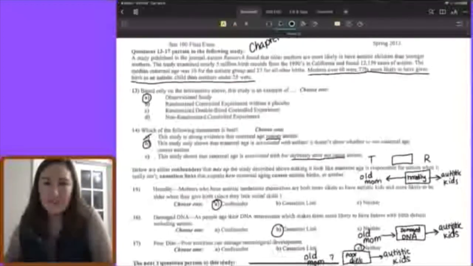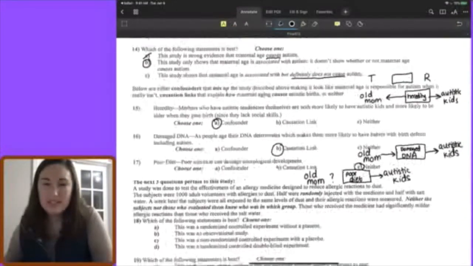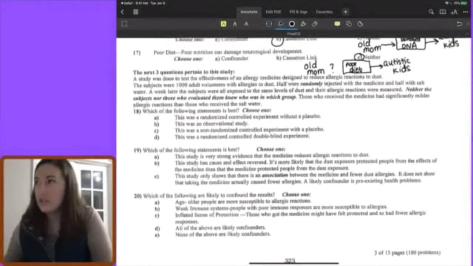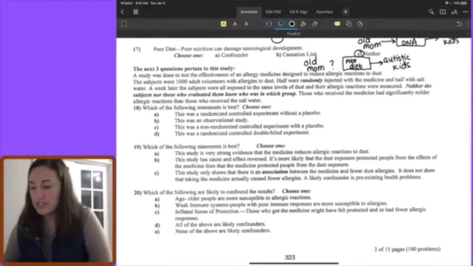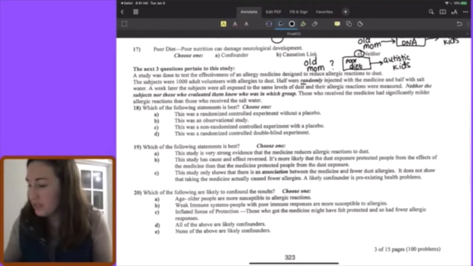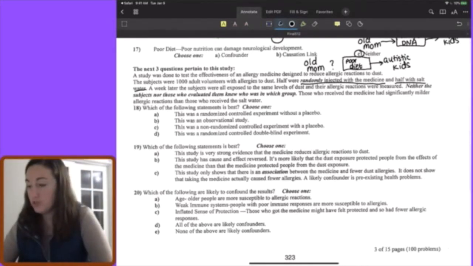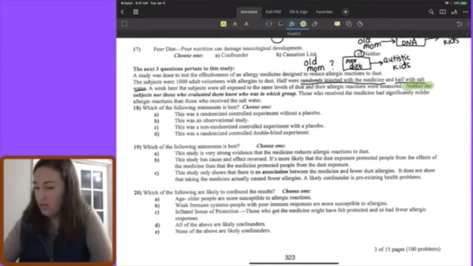All right, if there are no other questions, I'm going to keep going. It looks like this is more experimental design. This one says, a study was done to test the effectiveness of an allergy medicine designed to reduce allergic reactions to dust. We had 1,000 adult volunteers. Half were, this sounds good, randomly injected with the medicine, and half with salt water. A week later, the subjects were all exposed to the same level of dust. Their allergic reactions were measured. And then here is the outcome.